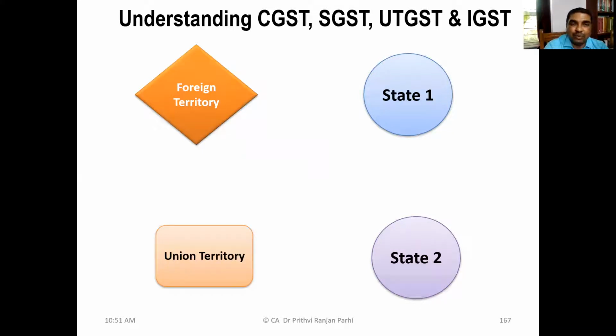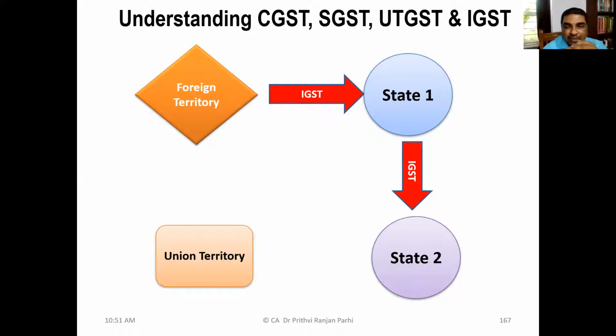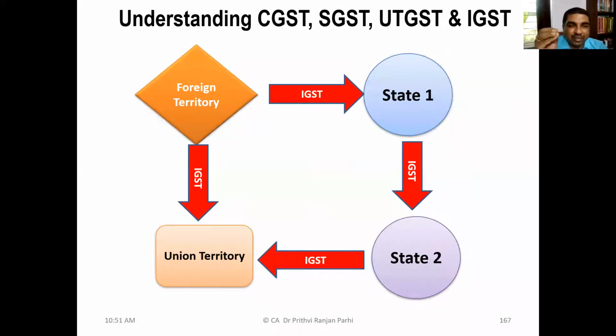Whenever goods are coming from a foreign territory to a state, IGST is levied. And whenever goods are coming from one state to another state, again, IGST is levied. When goods are supplied from one state to a union territory, then also IGST is levied. And when goods are supplied from a foreign territory to a union territory, then also IGST is levied. These are various situations when IGST is levied.